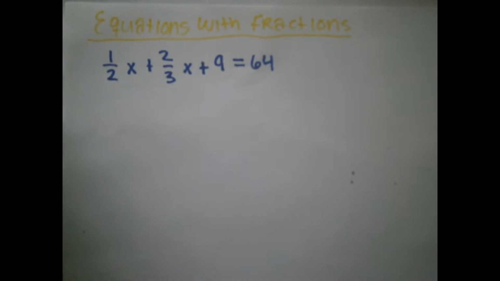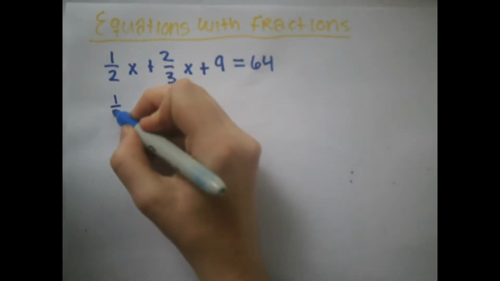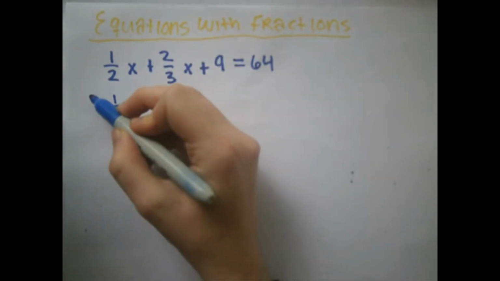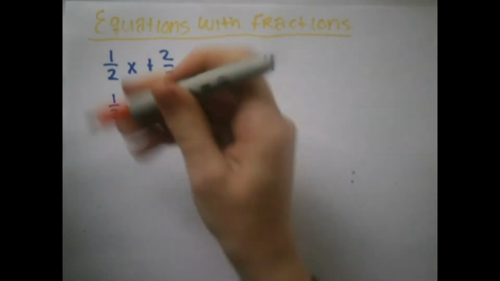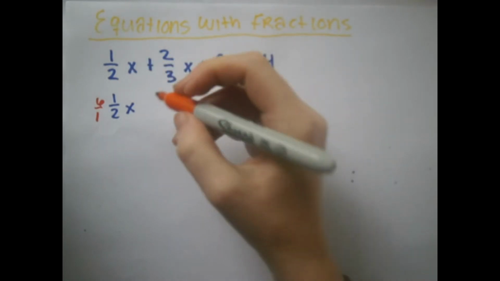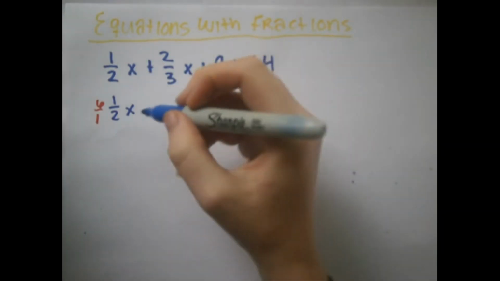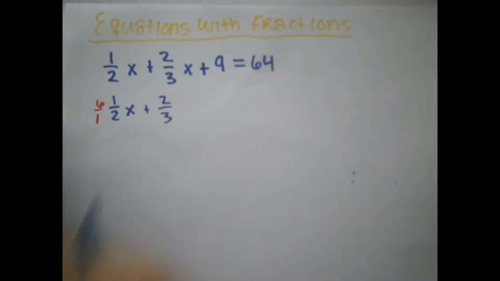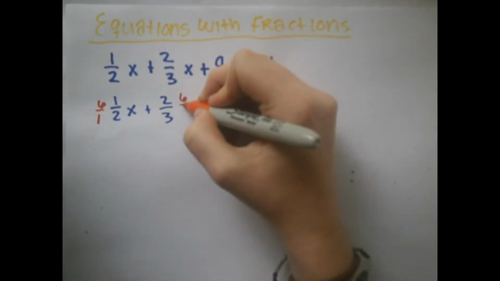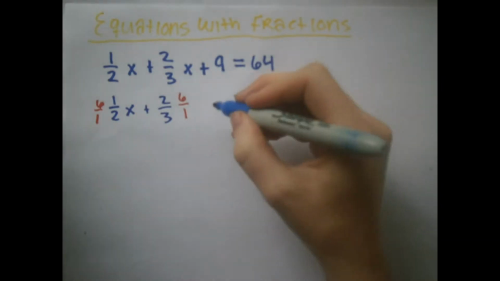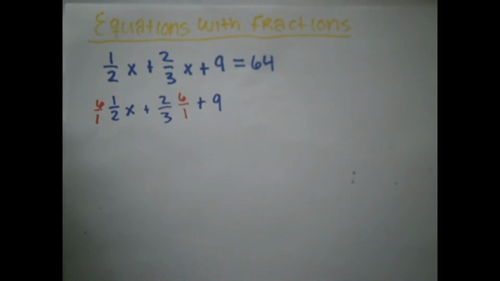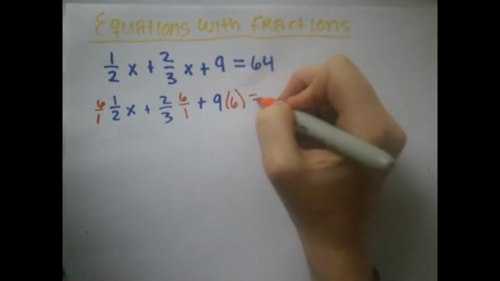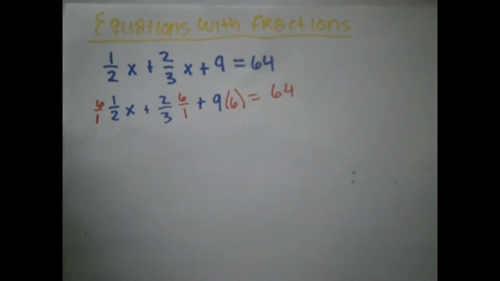So we have 1/2 x times the 6 over 1. And now we have our 2/3 x times the 6 over 1. And now we have 9 times our 6, which is equal to 64 times 6. There. Now what we have to do is our multiplication.